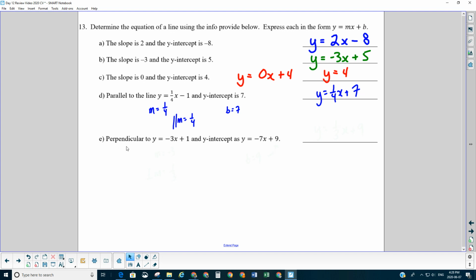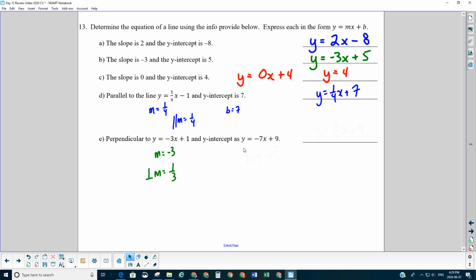And lastly, perpendicular to this line and has the same y-intercept as that. So if it's perpendicular, again, we're interested in the slope. The slope of this guy, the coefficient on x, is -3. Ours is perpendicular though. It's not parallel. This one was parallel. This one is perpendicular, which means we have to do the negative reciprocal. So the first thing I'm noticing is that this is negative. That means my slope is going to be positive. And 3 is a fraction, although it doesn't look like it. It's 3/1. And the reciprocal of 3/1 is 1/3. And that one is negative. This is positive. So our slope is 1/3.